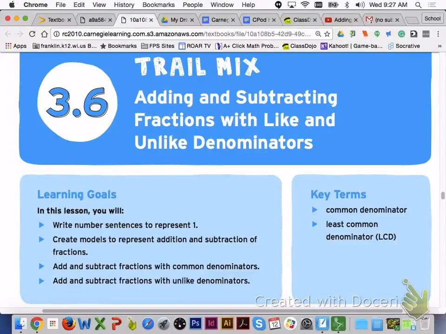Hi class, in lesson 3.6 you will be learning how to add and subtract fractions with like and unlike denominators. Learning targets for today: write number sentences to represent 1, create models to represent adding and subtracting of fractions, and then add and subtract fractions with like and unlike denominators. Key terms in lesson 3.6: common denominator and least common denominator, abbreviated LCD.